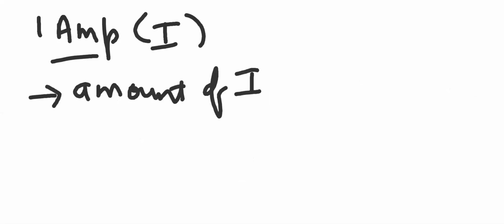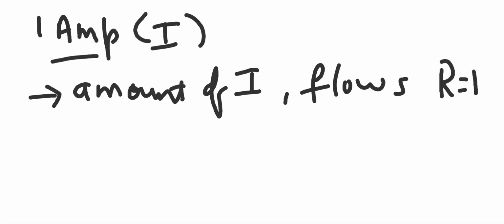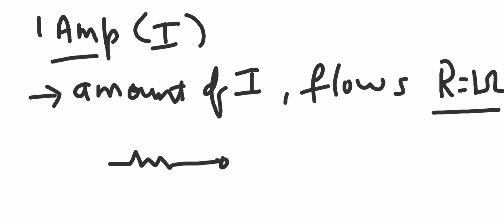In a similar manner, you can say 1 ampere. That means you are talking about current. This is the amount of current that will flow through a resistance, say R is equal to 1 ohm. The amount of current that will flow through a 1 ohm resistance and produce a potential difference of 1 volt across this resistance is called 1 ampere.